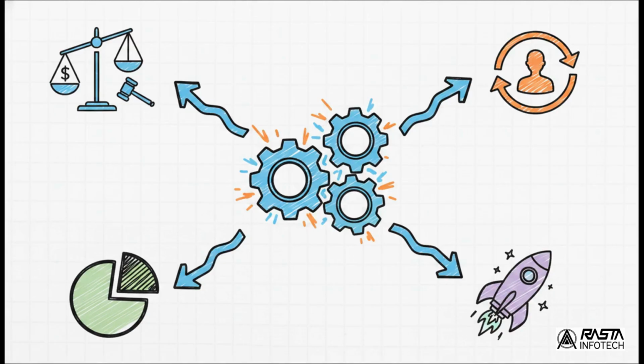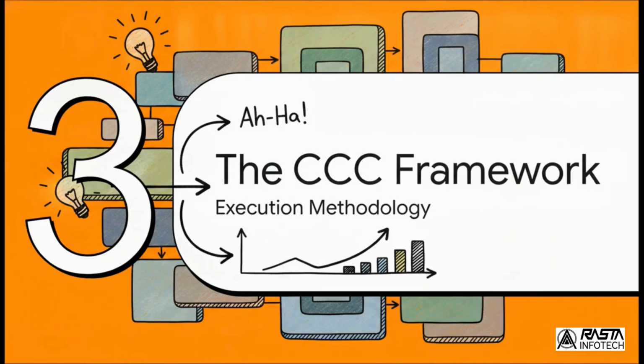For a rapidly growing company like Rasta Infotech, having this robust structure is what makes automation, analytics, and sheer scalability actually possible. Which brings us to Section 3, the CCC configuration framework.